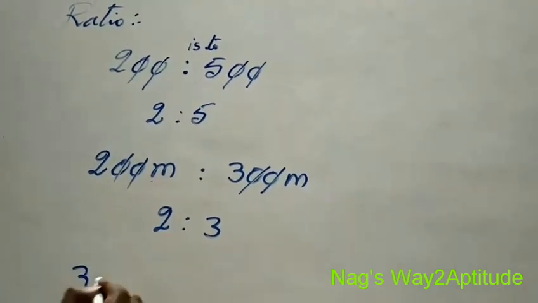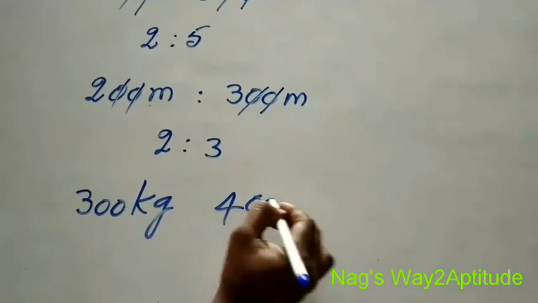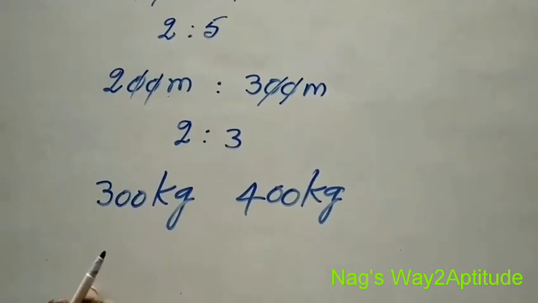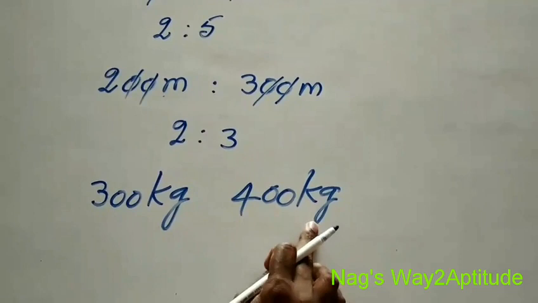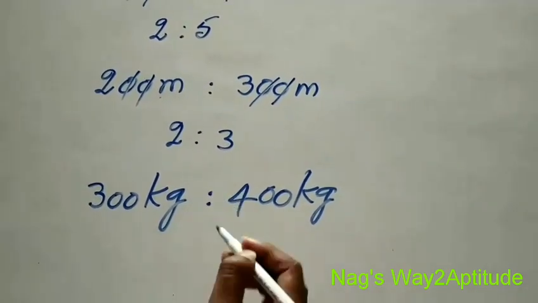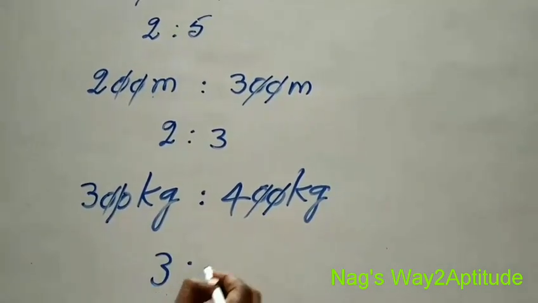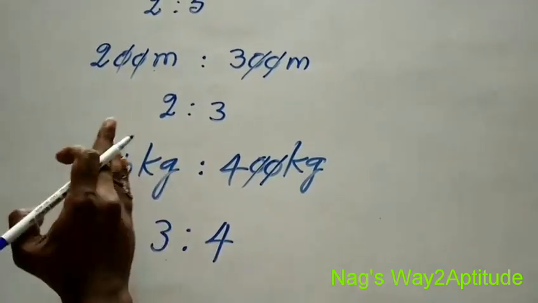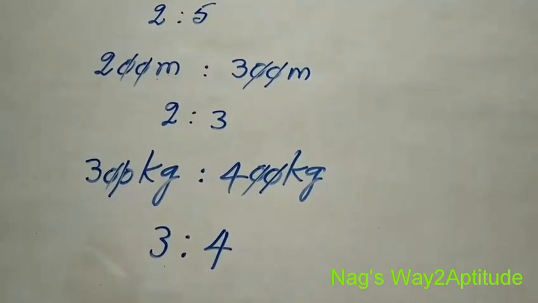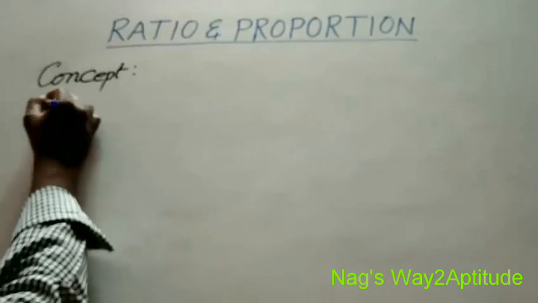And you take another example. 300 kg and 400 kg. Here kg indicates weight and here also kg indicates weight. So both are identical terms, so we can find the ratio 300 is to 400. Cancel the zeros, you will get 3:4. This is the ratio of 300 kg and 400 kg. Now let us see the concept of proportion.